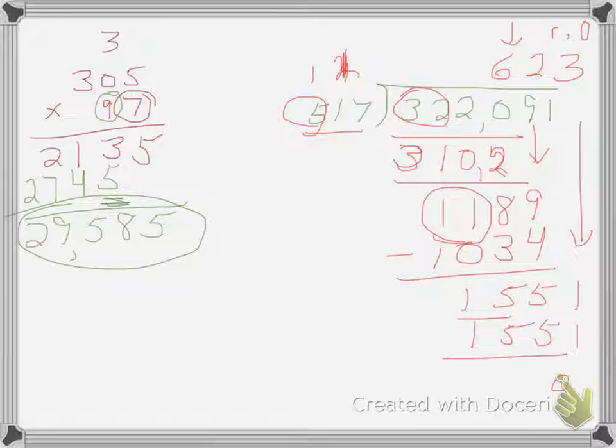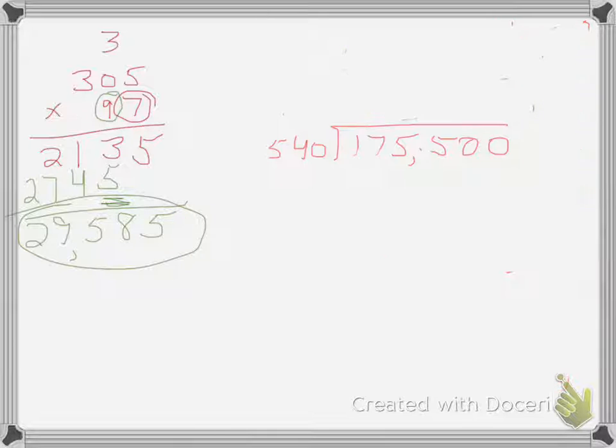All right, let's look at one more problem. Last problem, I want to look at trailing zeros. If I have a 0 in the divisor and the dividend, I can cancel that out for purposes of finding my answer. So now I'm looking at the first largest number greater than 54, and that would be 175. And I'm asking myself, 5 goes into 17. How many times? And that would be 3.